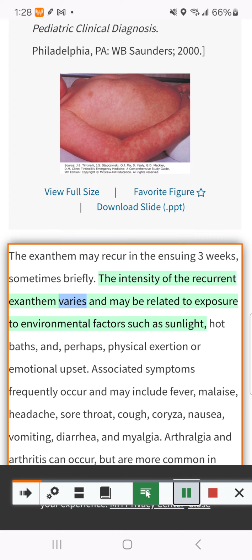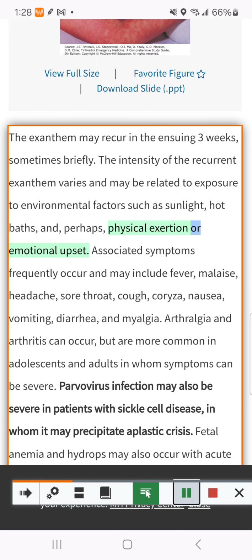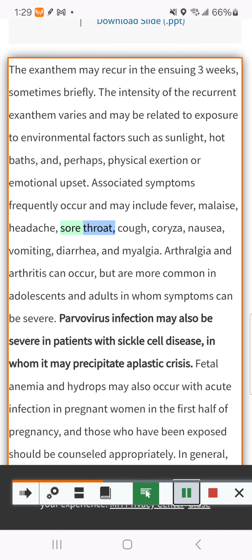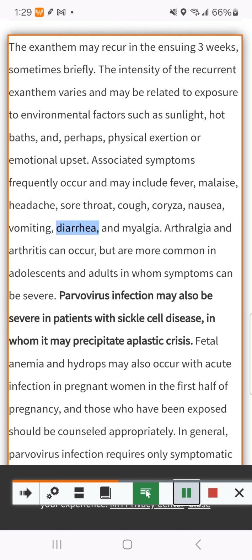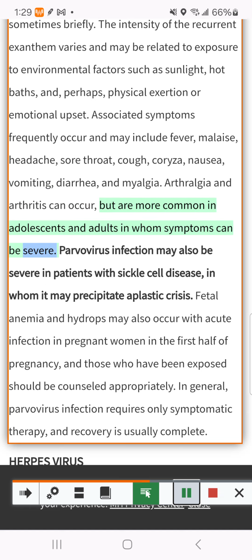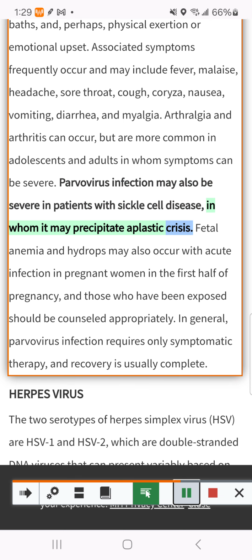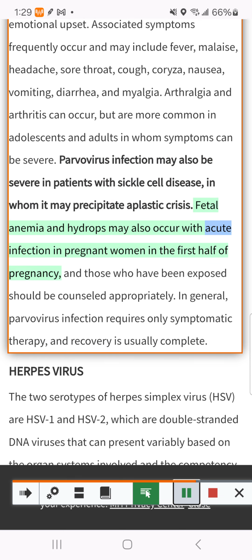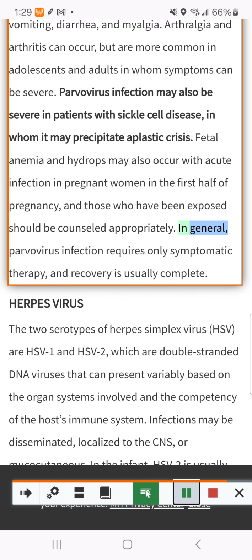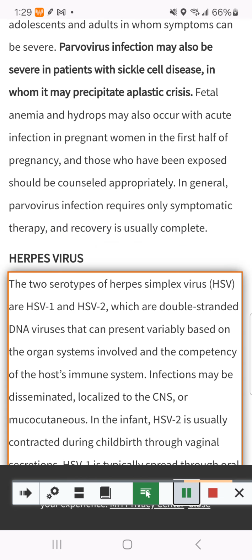The intensity of the recurrent exanthem varies and may be related to exposure to environmental factors such as sunlight, hot baths, and, perhaps, physical exertion or emotional upset. Associated symptoms frequently occur and may include fever, malaise, headache, sore throat, cough, coryza, nausea, vomiting, diarrhea, and myalgia. Arthralgia and arthritis can occur, but are more common in adolescents and adults, in whom symptoms can be severe. Parvovirus infection may also be severe in patients with sickle cell disease, in whom it may precipitate an aplastic crisis. Fetal anemia and hydrops may also occur with acute infection in pregnant women in the first half of pregnancy, and those who have been exposed should be counseled appropriately. In general, parvovirus infection requires only symptomatic therapy, and recovery is usually complete.